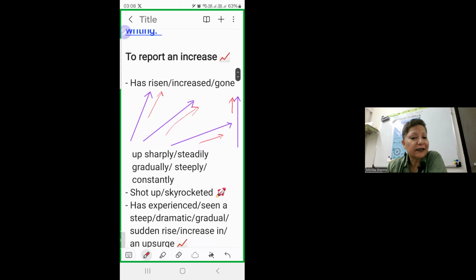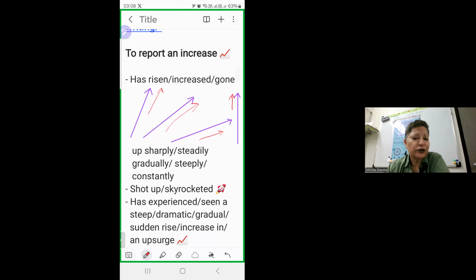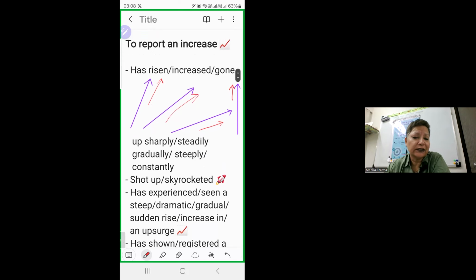It has risen, increased, gone up sharply. If you look at the first one, it has gone up sharply. Steeply is the last one. Constantly is the second one. Shot up, skyrocketed, has experienced or seen a steep, dramatic, gradual, sudden rise, increase in. It has seen an upsurge.